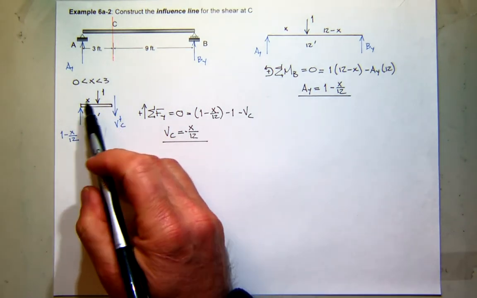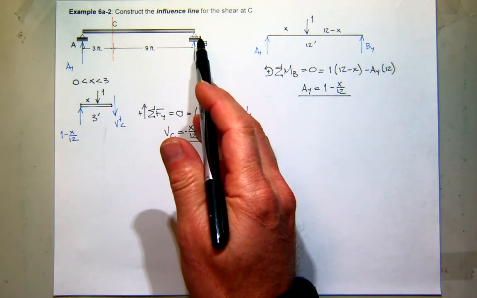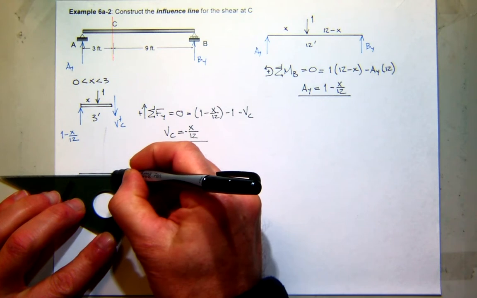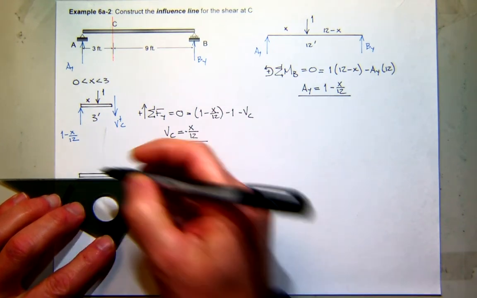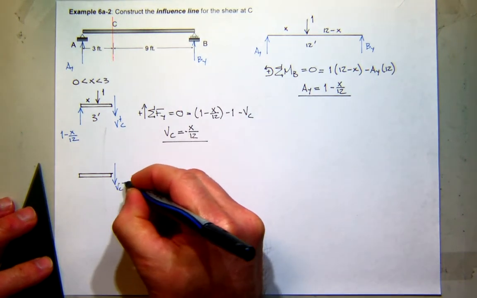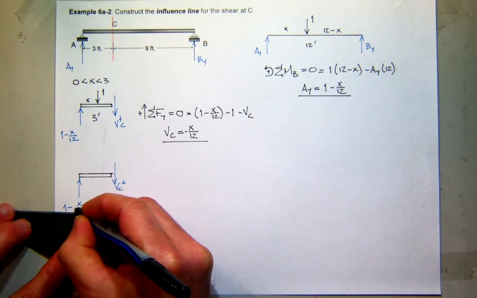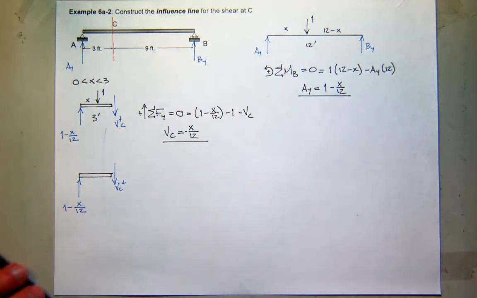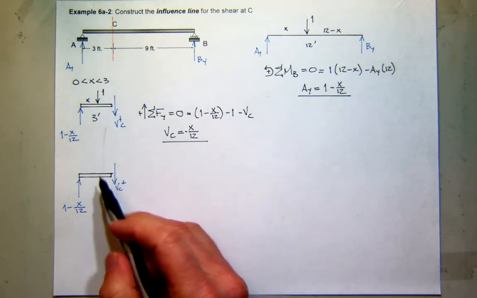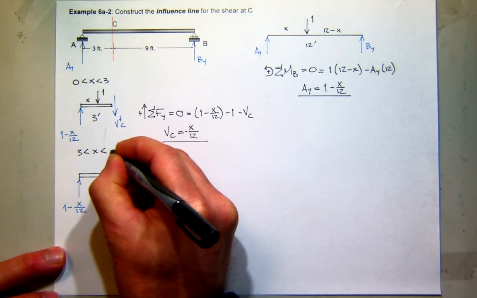Now, my unit load gets tired of running around here at 0 to 3 and decides to go somewhere between 3 and 12. So he's not on this structure anymore. So I'll draw it again. The shear at C is still positive down. My reaction at A is still 1 minus x over 12, except my unit load has moved away. It's gone to the other side. So it's not on this structure anymore. So this will be when the unit load is between 3 and 12.